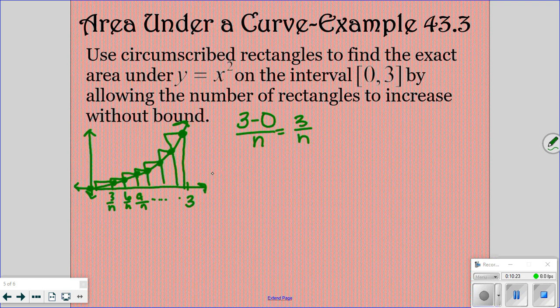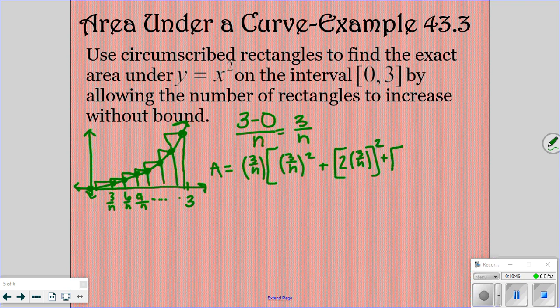So for the area, the width of each rectangle is 3 over n. And then we're going to plug in 3 over n into x squared. And if you would rather, instead of writing 6 over n, do 2 times 3 over n and square that whole thing, you can. And then for the next one, you could write 3 times 3 over n.